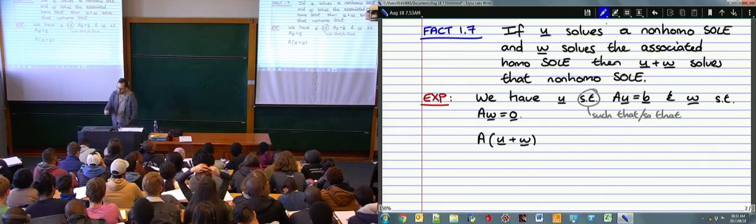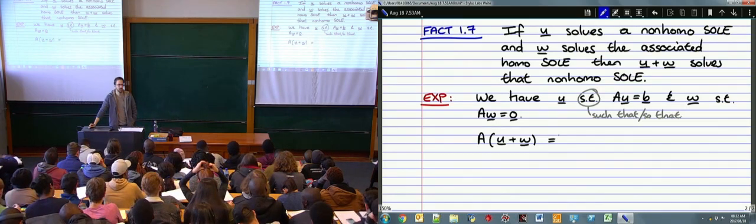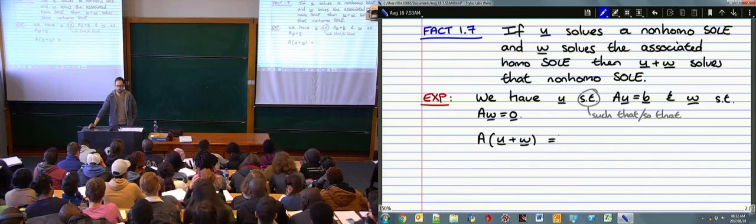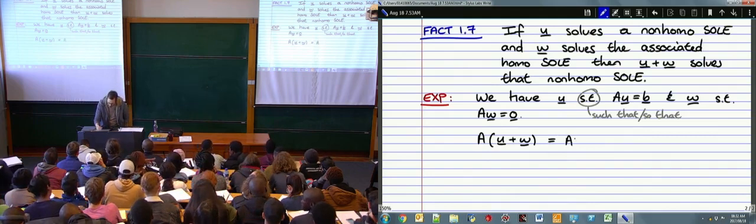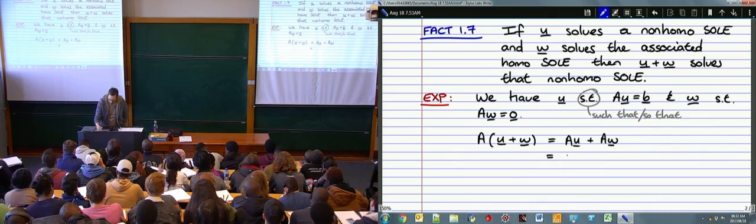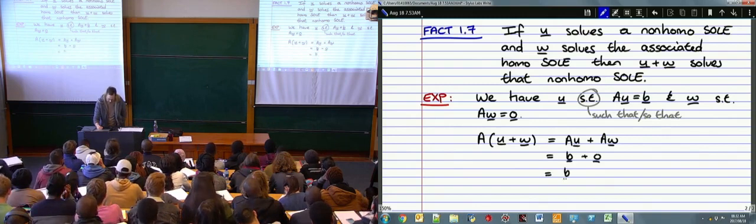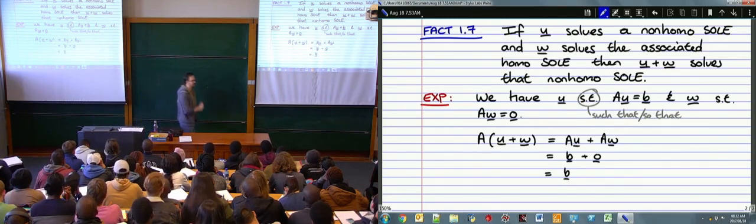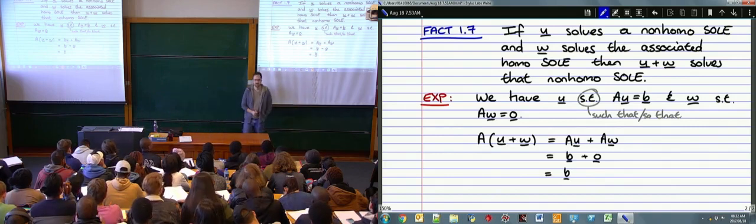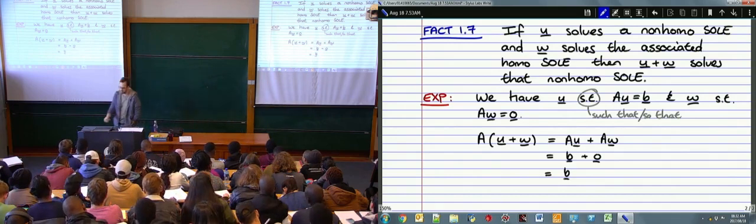Okay, so what do I do next? What do I write down over here? AU plus AW. And what is AU? B. And what is AW? 0. And what is B plus 0? Yeah, very good. So there we go, we've explained this. And again, it's all very obvious once you understand that linearity is what's important here.